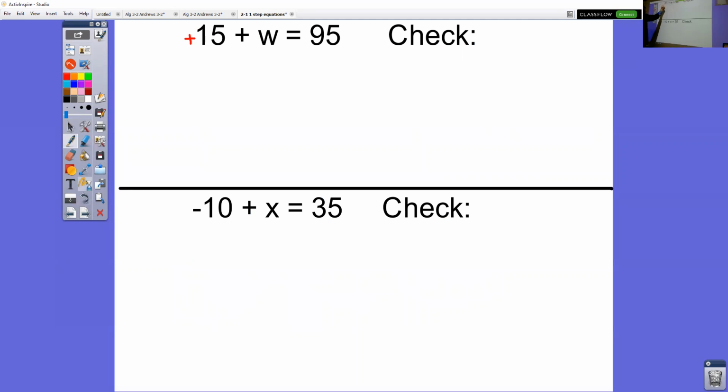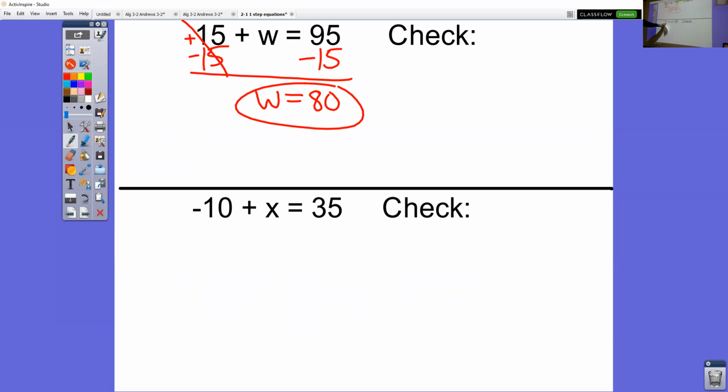So to get rid of this positive 15, I'm going to do minus 15 and minus 15. Again, whatever you do to one side of the equal sign, you have to do to the other. Bring down your w, bring down your equal sign. 95 minus 15 gives you 80.